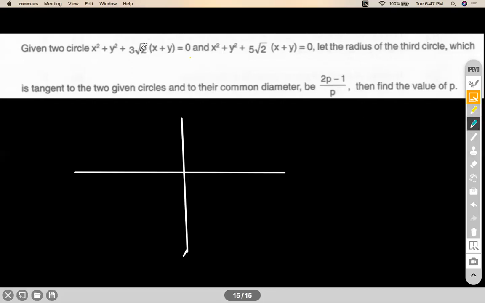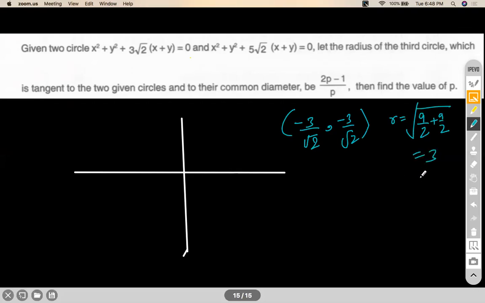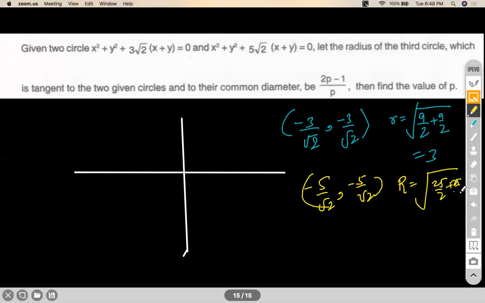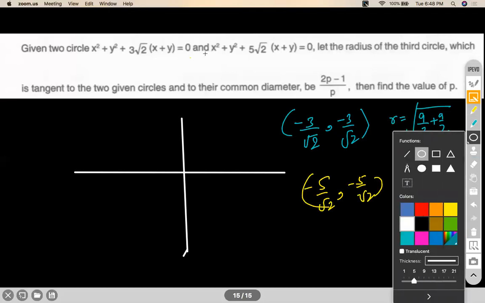So here, if you realize, we are talking about this circle whose center happens to be minus 3 by root 2, comma minus 3 by root 2. The radius happens to be the square root of 9 by 2 plus 9 by 2, which is actually a 3. And for the other circle, the center is minus 5 by root 2, minus 5 by root 2, and the radius, let's call it capital R, is the square root of 25 by 2 plus 25 by 2, which is 5. One more thing you will notice is that they do not have any constant term. Absence of a constant term indicates that your circle is actually passing through the origin.